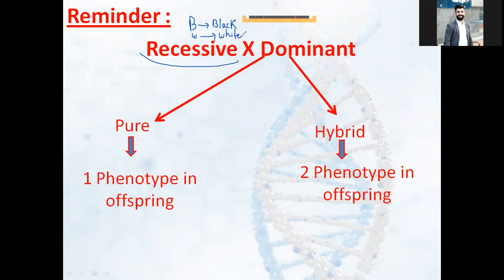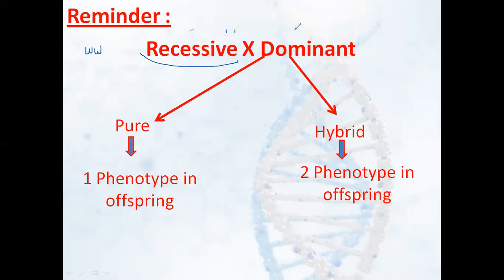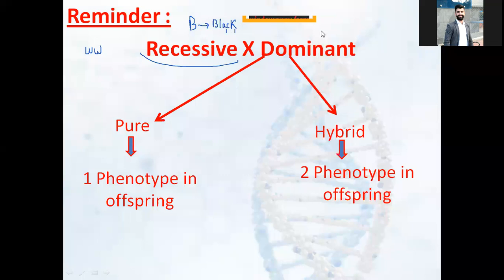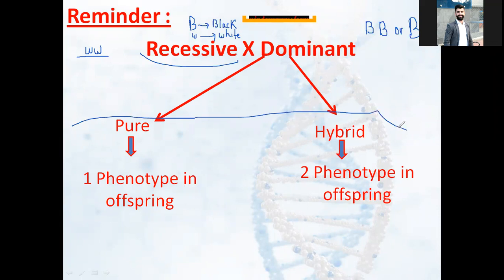So if I asked you what the different genotypes are for the dominant and the recessive: in order to be white, the recessive, it should be only w w. This is the only option, since it's recessive, it should be expressed in the homozygous state. However, in the case of the dominant, black, it can be either BB or Bw, since it's expressed in both homozygous and heterozygous states.